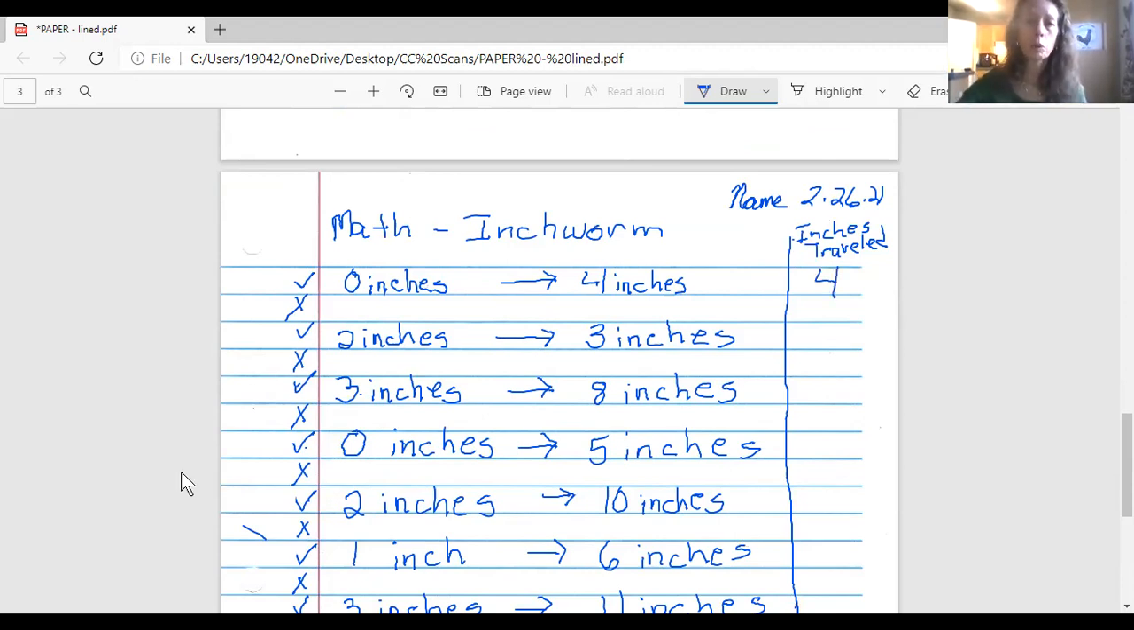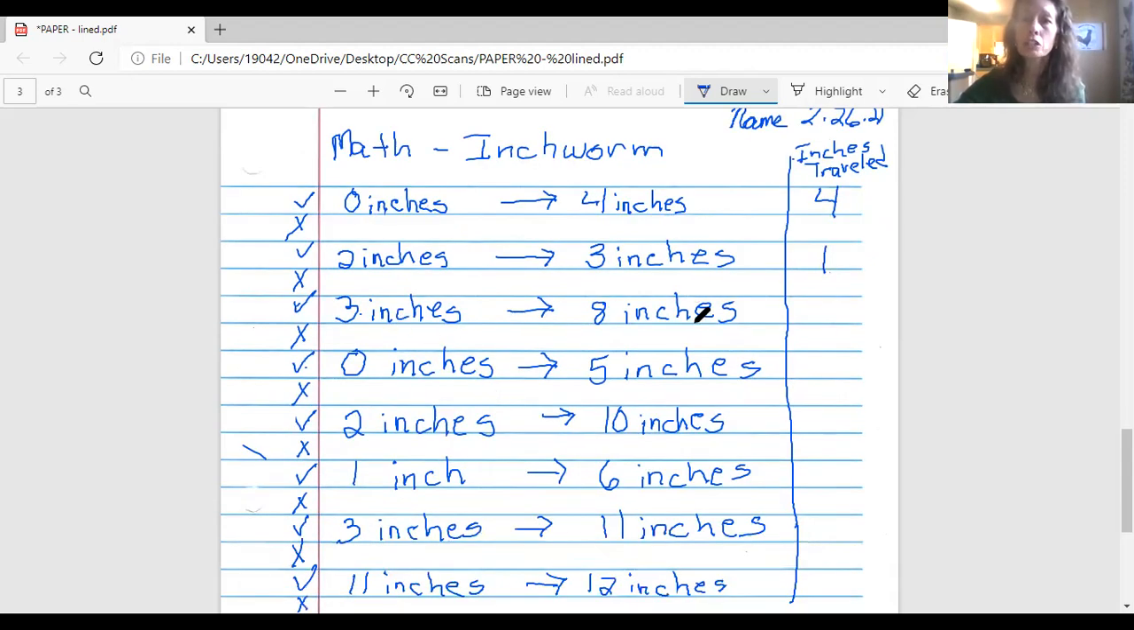And this one, we went from 2 inches to 3 inches. So we started 2, and then we went to 3. 2, 3. How many inches did we travel? 1 inch on that. Okay. This one, we went from 3 inches to 8 inches. So we start at 3 and stop at 8. You ready? 3, 4, 5, 6, 7, 8. How many inches did we travel? 5. 5 inches on this.